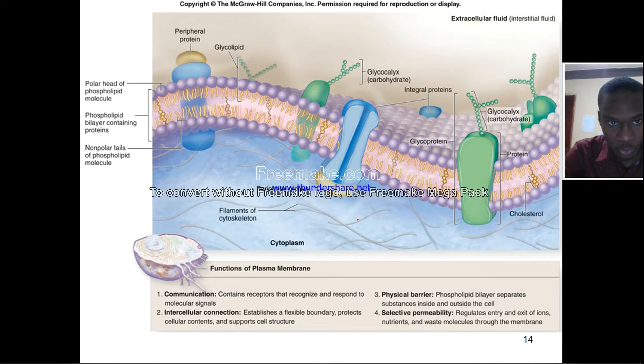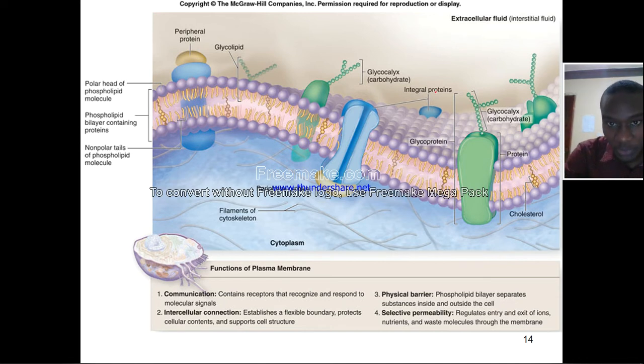So we also have glycolipids, other glycolipid forms somewhere here, another one here, and then another one here. So those are the molecules: the cholesterol molecules within the cell membrane, the phospholipid bilayer molecules, and then the glycolipids.